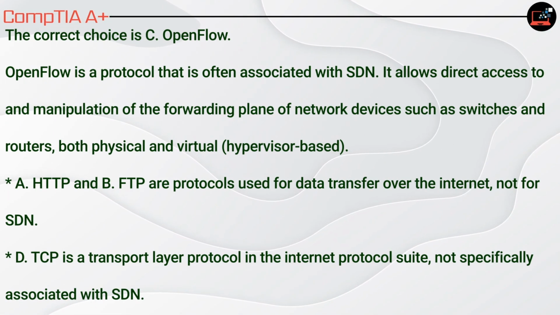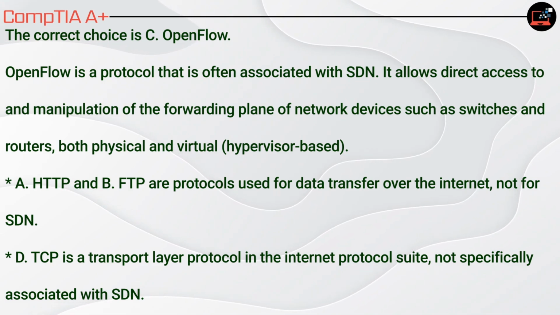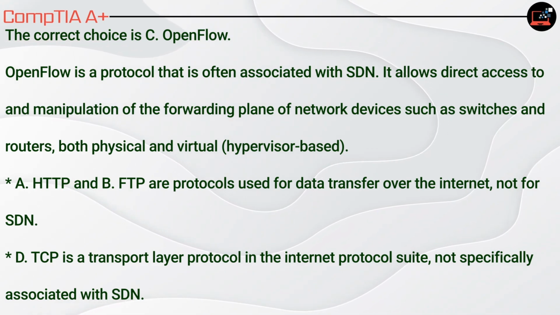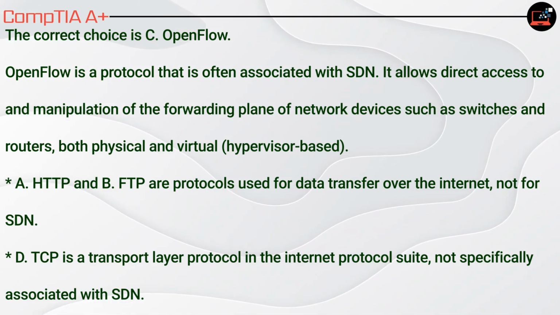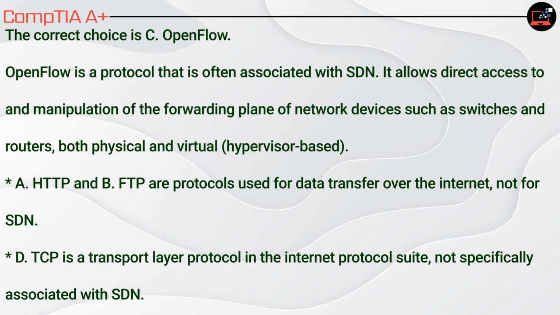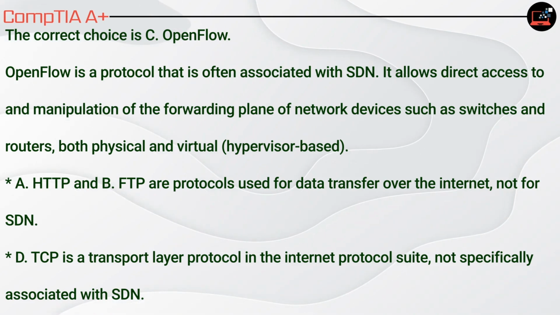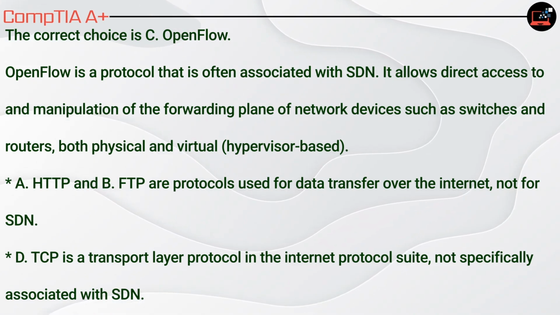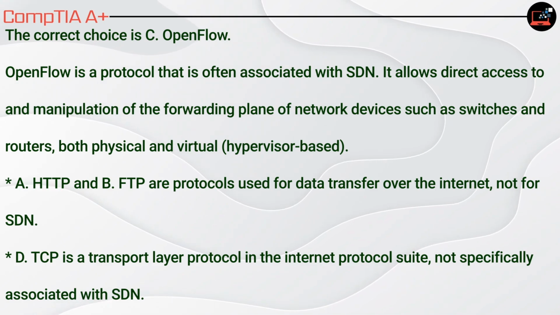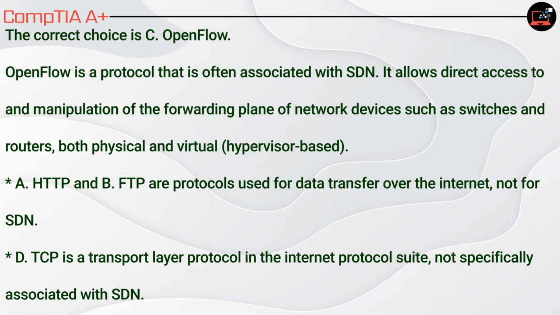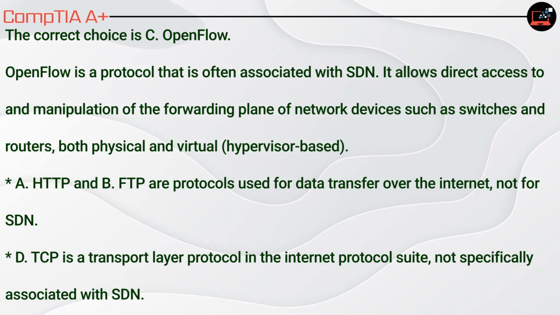The correct choice is C. OpenFlow. OpenFlow is a protocol that is often associated with SDN. It allows direct access to and manipulation of the forwarding plane of network devices, such as switches and routers, both physical and virtual, hypervisor-based. A, HTTP and B, FTP are protocols used for data transfer over the Internet, not for SDN. D, TCP is a transport layer protocol in the Internet Protocol Suite, not specifically associated with SDN.